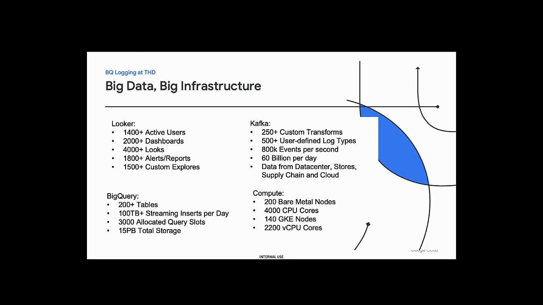Over 1,400 users in Looker have created thousands of unique dashboards, reports, and alerts using that data, which helps to keep our applications and systems up and running across Home Depot.